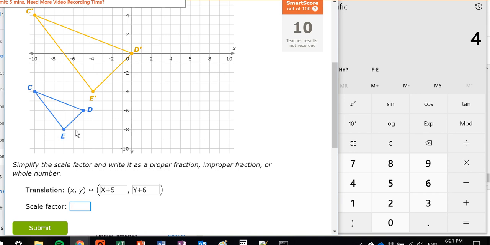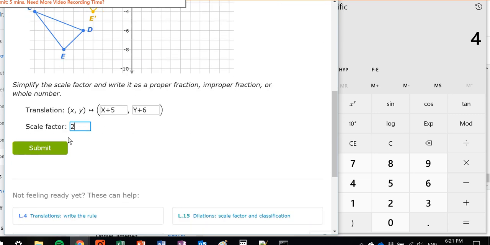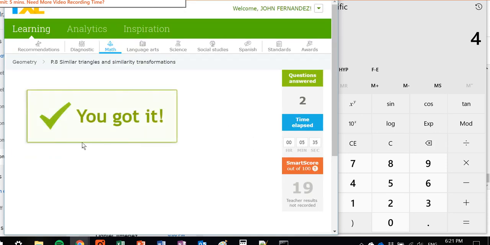This DE segment is 2 units to the right, 2 units up. And then this one is 4 units to the right, 4 units up. So I know again that it's a scale factor of 2. I'll hit submit and move on.